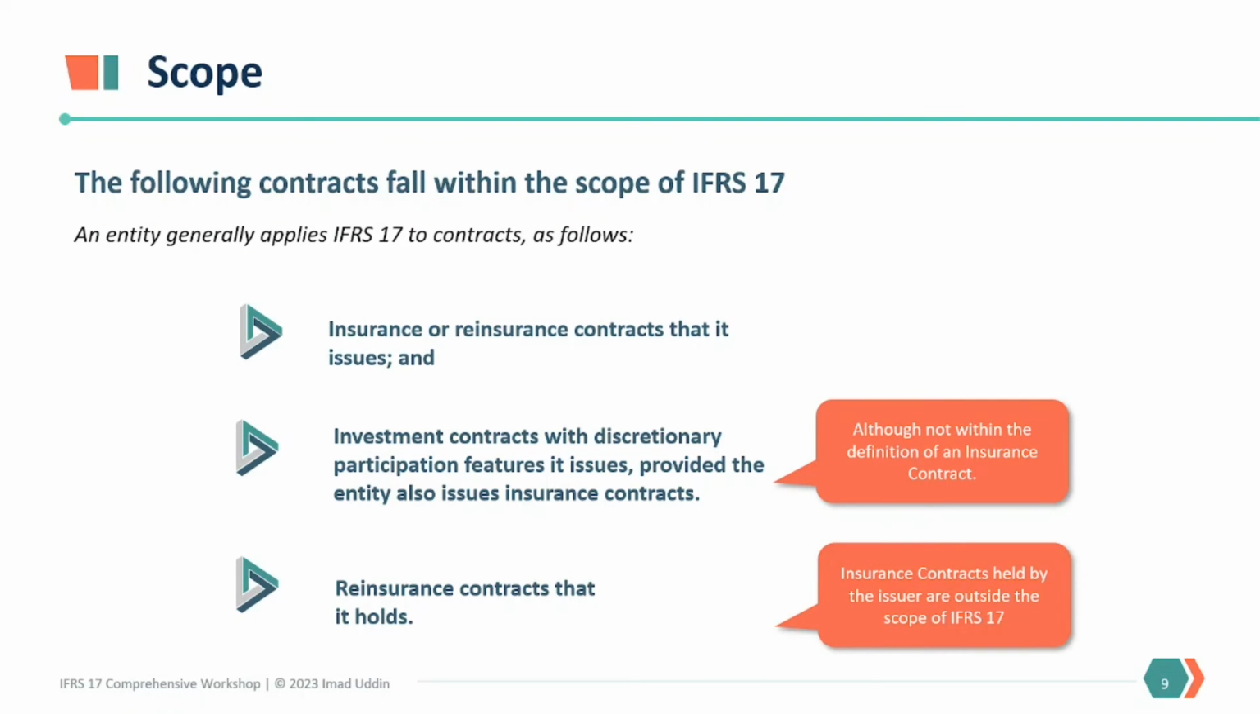To sum it up, let's talk about the final conclusion that we have. Generally, IFRS 17 applies to insurance or reinsurance contracts that a company issues. It also applies to reinsurance contracts that the company holds. Also, IFRS 17 applies to investment contracts with discretionary participation features that it issues, provided the entity also issues insurance contracts. Remember that contracts with discretionary participation features are not within the definition of an insurance contract. And also remember that insurance contracts held by the policyholder are outside the scope of IFRS 17. So any normal company that holds an insurance policy does not have to account for its insurance policy under IFRS 17. It's only for insurance contracts issued, and reinsurance contracts held and issued.